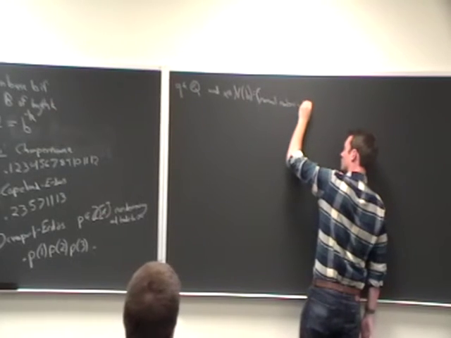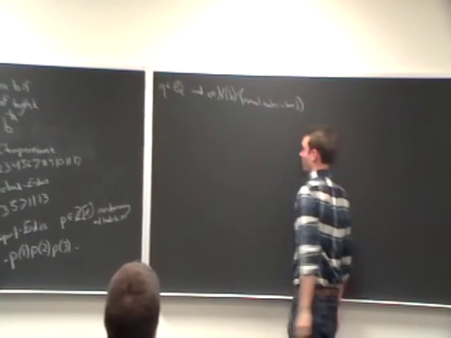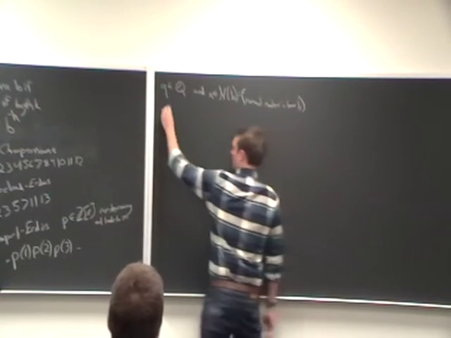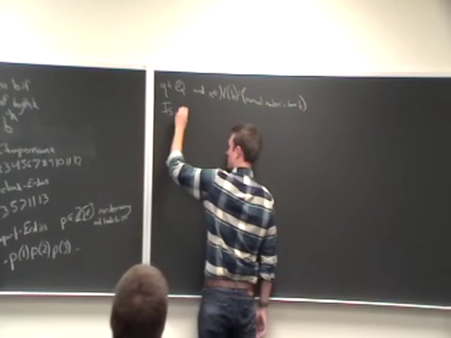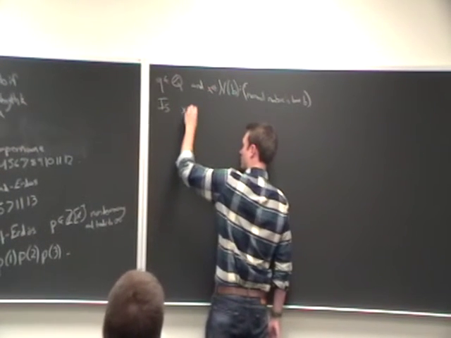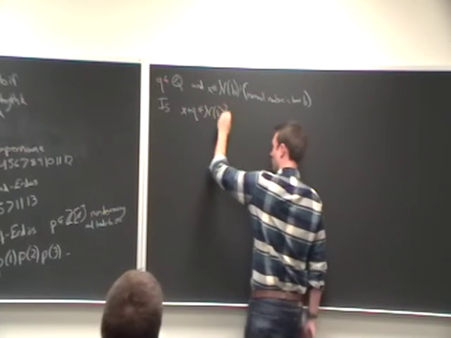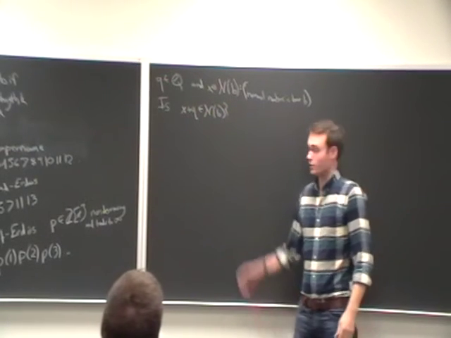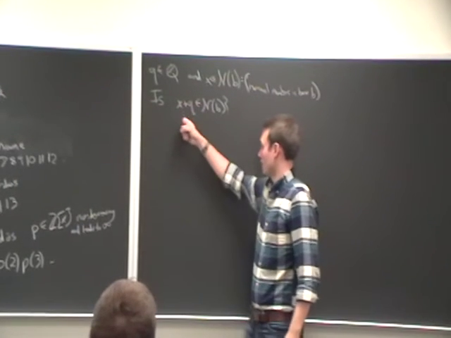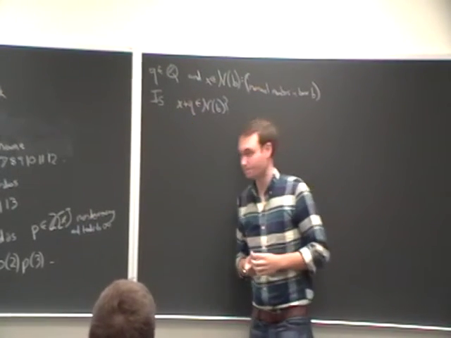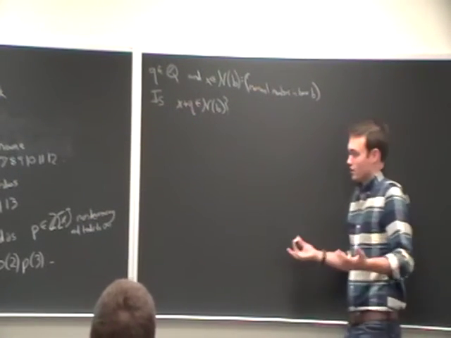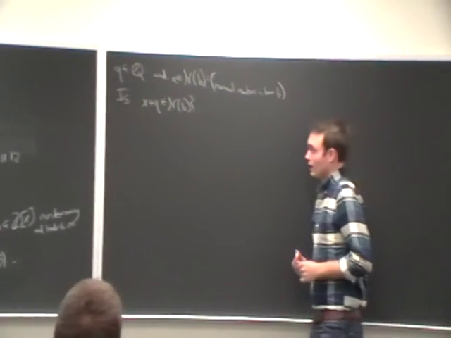In base B. So I'll use this notation from now on, script N of B. So the question is: is x plus q also normal in base B? In other words, if you add something very deterministic to something very random, you get back something very random. And intuition tells us that this should be true. And it turns out that it is.